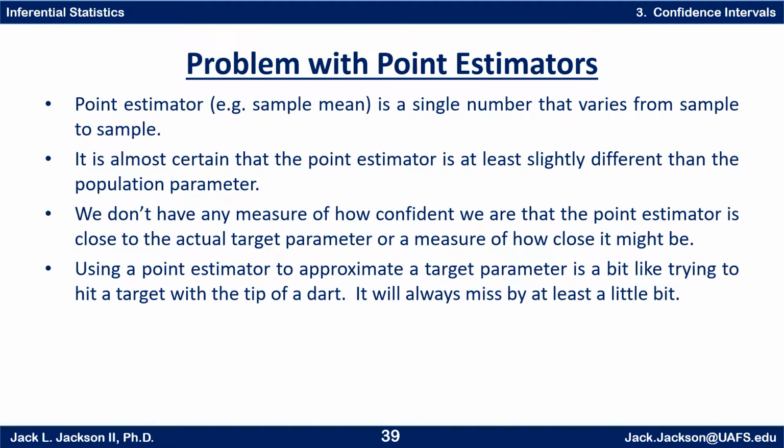Using a point estimator to estimate a population parameter always has an inherent problem. A point estimator, for example a sample mean, is a single number that varies from sample to sample. It is almost certain that the point estimator is at least slightly different than the population parameter. We don't have any measure of how confident we are that the point estimator is close to the actual target parameter, or a measure of how close it might be. Using a point estimator to approximate a target parameter is a bit like trying to hit a target with the tip of a dart. It will always miss by at least a little bit.